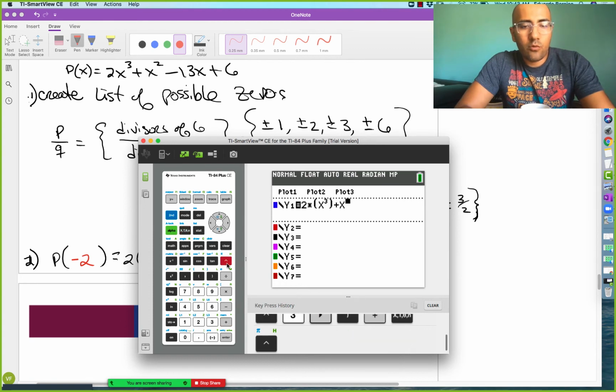Otherwise, if you have the newer ones like this one, then it makes it clear that you have an x squared minus 13x plus 6.